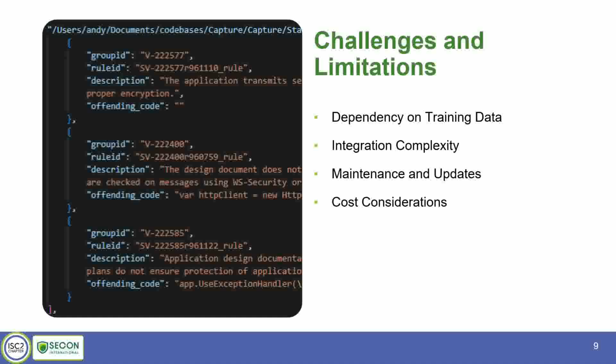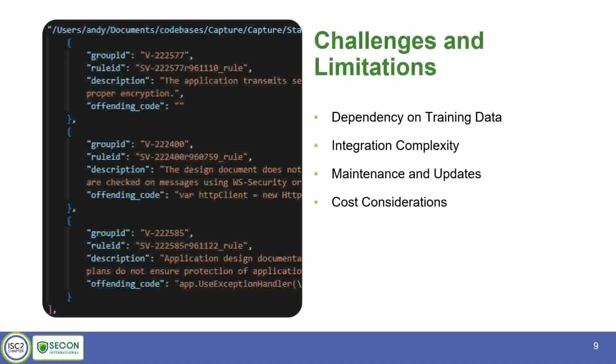Integration complexity is another factor. Incorporating these advanced tools into existing DevSecOps pipelines, especially in organizations with legacy systems, can require significant effort. This challenge is compounded by the need for ongoing maintenance and updates to keep the AI aligned with evolving security standards. Cost is also a consideration.